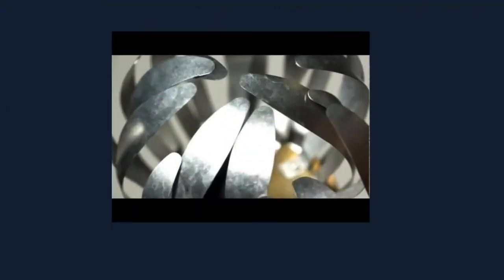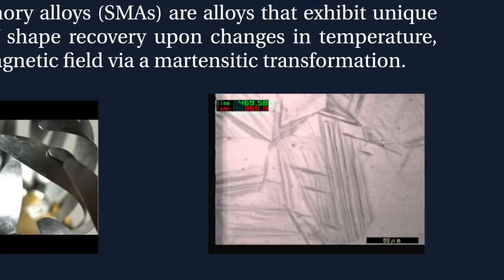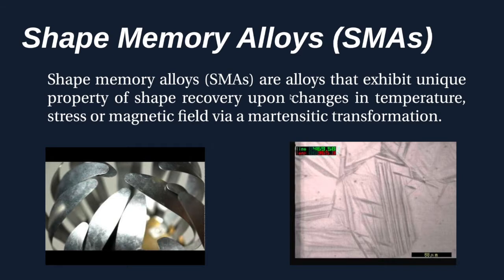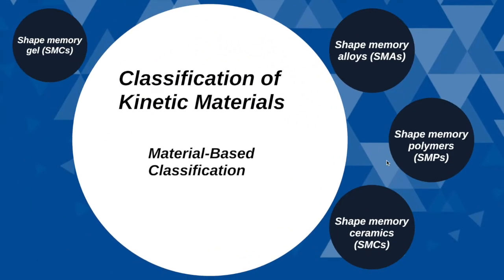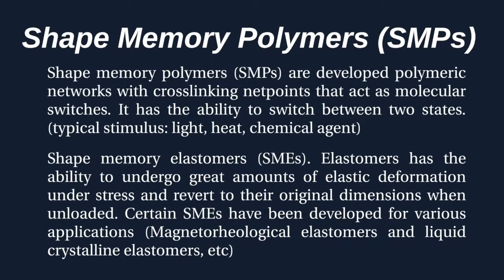So the shape memory alloy can have recovery property because of the temperature or maybe stress or maybe magnetic field, and this deformation is because of this martensite transformation. I will explain later in another lecture what is martensite transformation. So let me go back here and go for polymers.